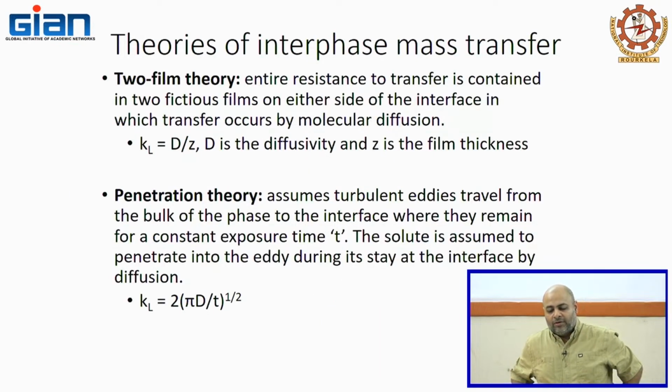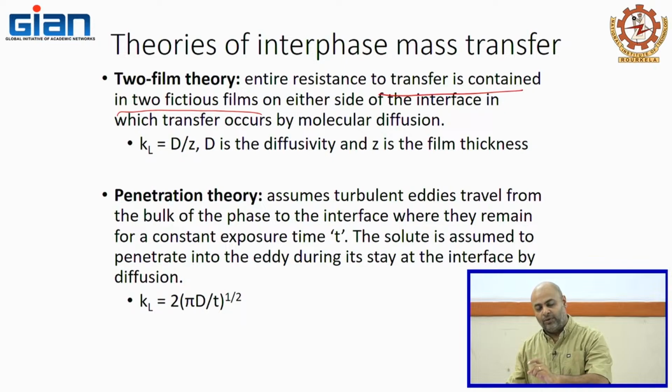Now, the theories of interface mass transfer. There is a two film theory and a penetration theory. In the two film theory, the entire resistance to transfer is contained in two fictitious films on either side of the interface, in which transfer occurs by molecular diffusion. We will look at what that film theory looks like later on.